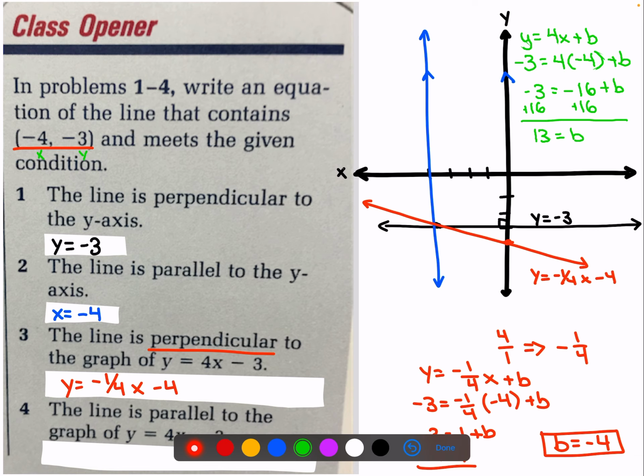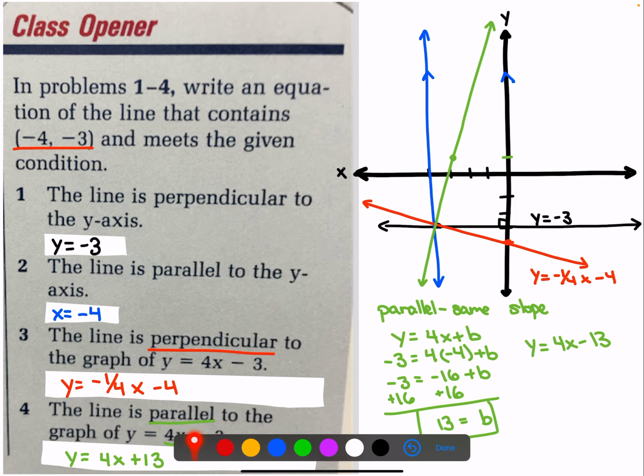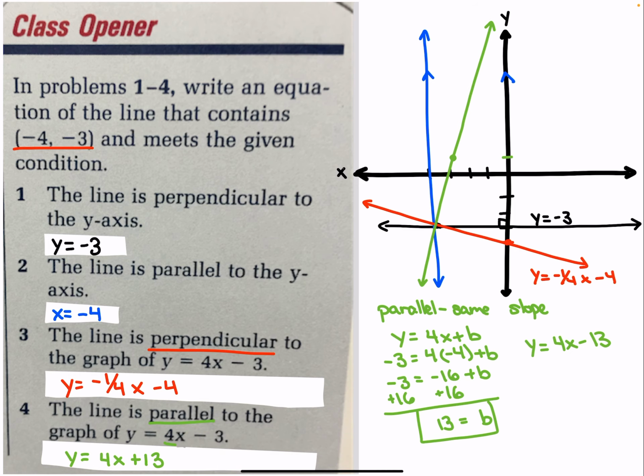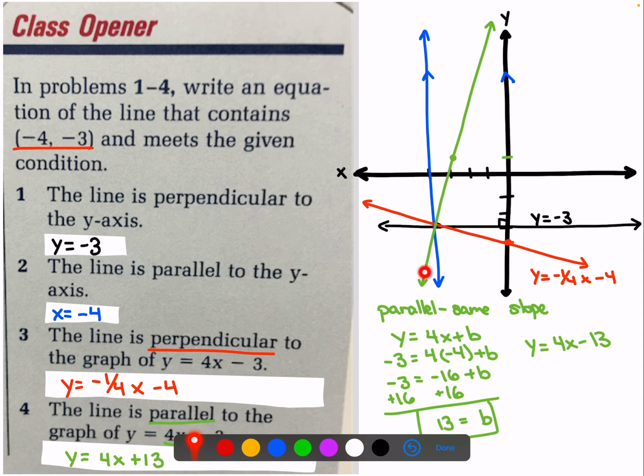Which leads us to our final equation as y equals 4x, because the slope does not change, plus our y-intercept, which we just found, as 13. So there is our work for our final line. Again, this green line and this red line here are also perpendicular lines. So both sets of lines that we found, the black and the blue, and then the red and the green, are perpendicular to each other, as we can see on the graph here.